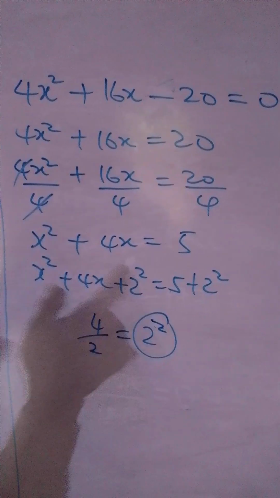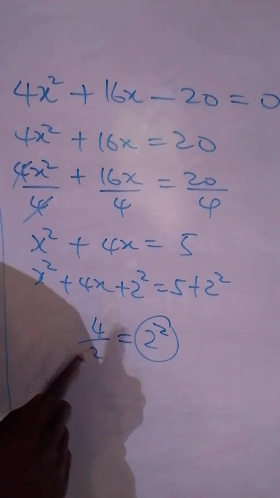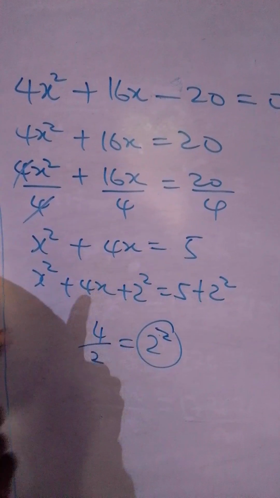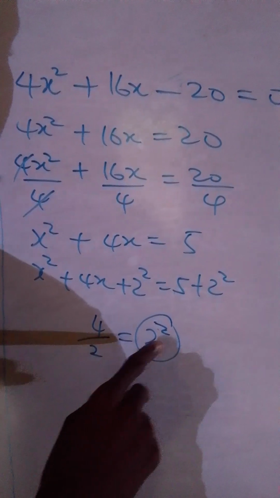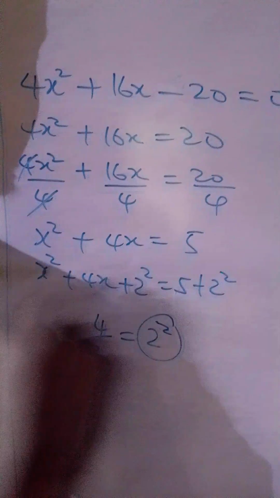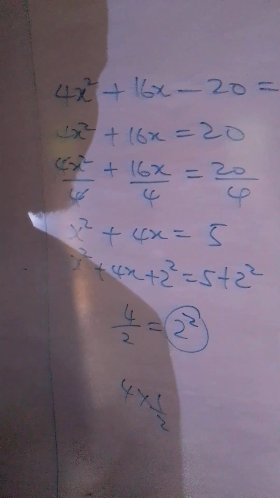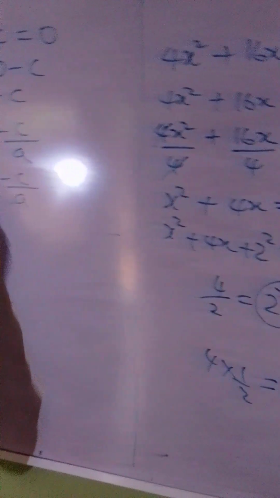So what I've just done is to add to both sides of the equation the square of half the coefficient of x. So you ask yourself, what is the coefficient of x, which is 4? Then half of 4 is what? 2. Then squaring the 2 gives us 2 raised to power 2. Then add it to both sides. Before I come back here, another way to find half of 4 is by multiplying 4 by what? 1 over 2, which gives you 2. Alright, then let's come back here.